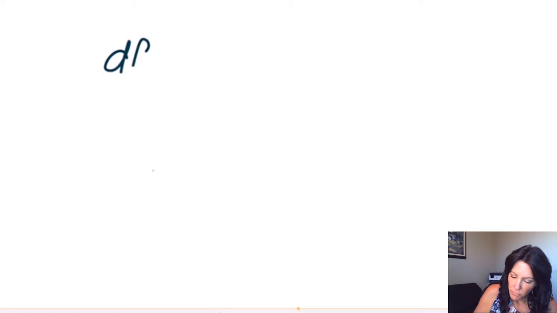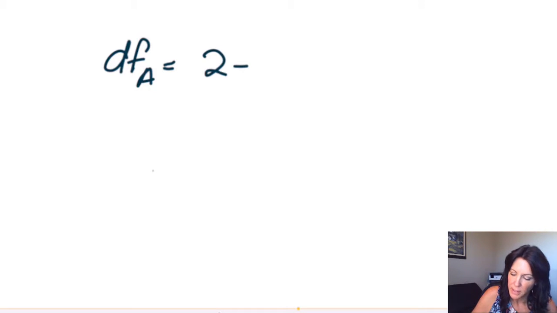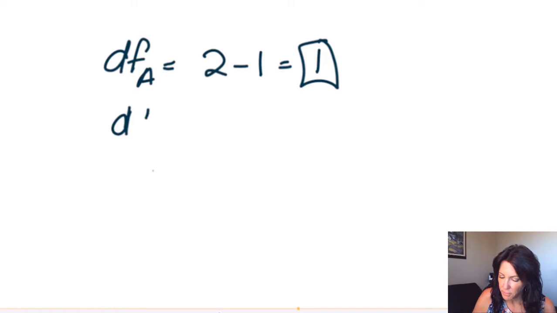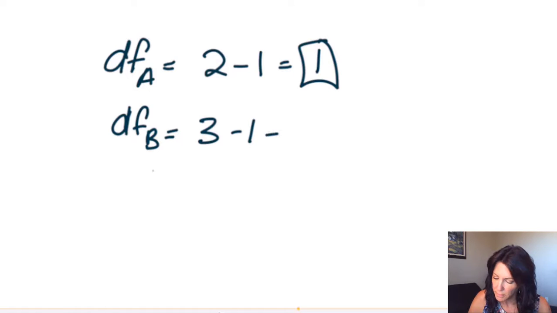Degrees of freedom for factor A. If you will recall, we actually had 2 different rows. So degrees of freedom for A is going to be 2 minus 1, or degrees of freedom for A is 1. Degrees of freedom for factor B is a matter of the number of columns minus 1. We had 3 different columns minus 1. So our degrees of freedom for factor B is 2.